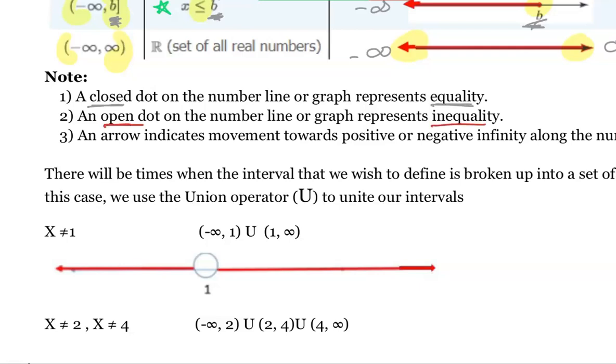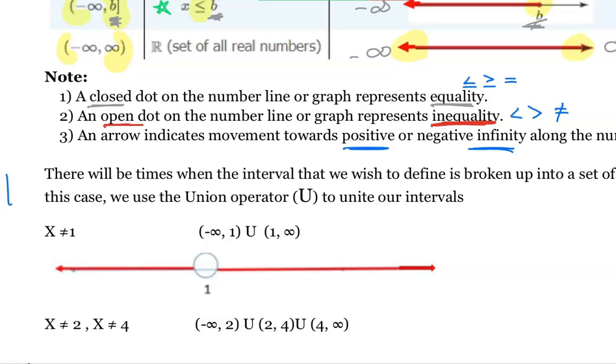Open is inequality. So equality means that you're going to have either a straight up equals, or a less than or equals, a greater than or equals. Inequality, you're going to have either less than or greater than. Or I guess you can even have this, okay? An arrow indicates movement towards positive or negative infinity. Okay, we talked about that, and I gave you the example up above.